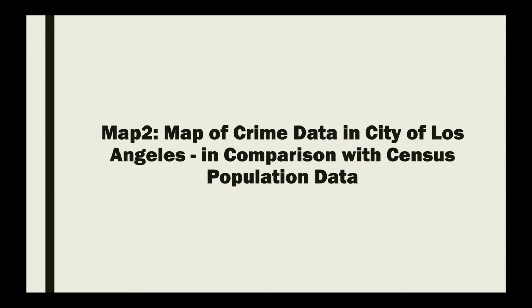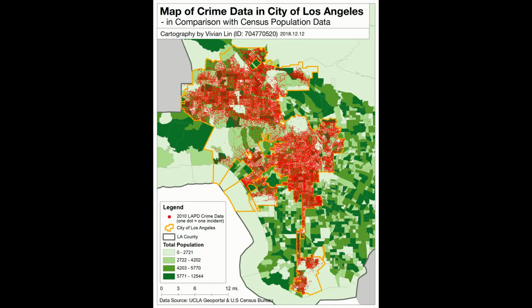The second map is the map of crime data in City of Los Angeles in comparison with census population data. For the second map, I chose the theme of comparison between crime incidents and population density. I used graduated symbology for the population density for each census tract.